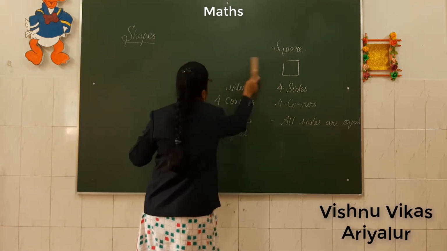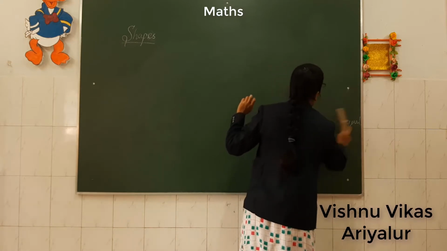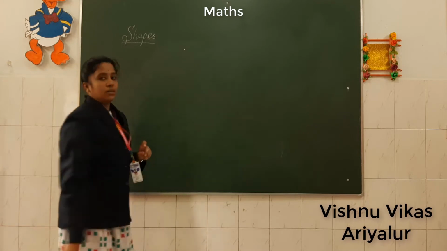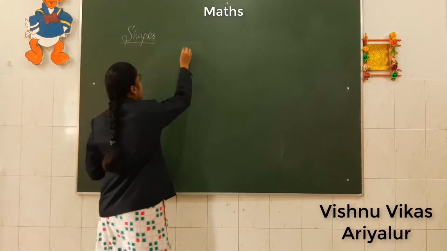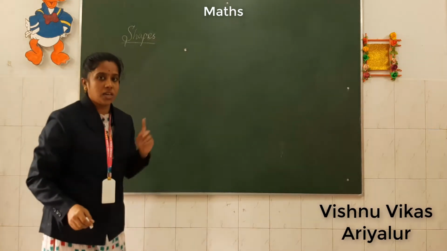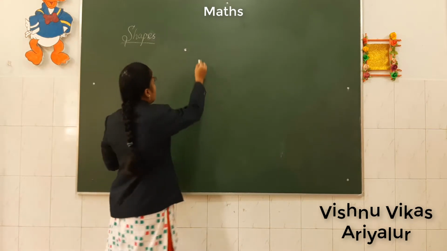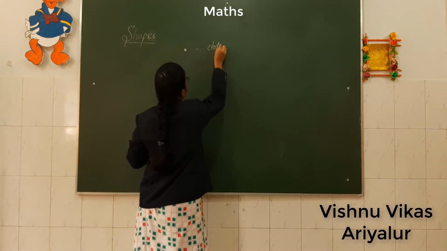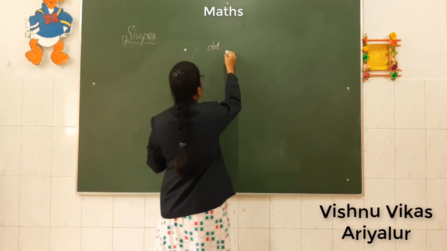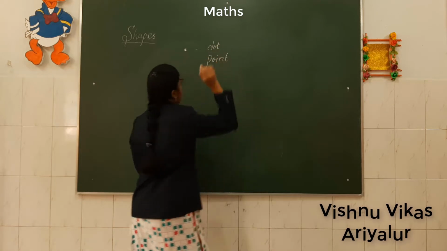Followed by these shapes, what we are going to learn for the day is somewhat about this one. I think it is not visible. Let me make it a little darker. So children, is it visible now? I think now it will be. So what is this? This is a dot. What is this? This is a dot. In the dot, what do we call? We call it a point.